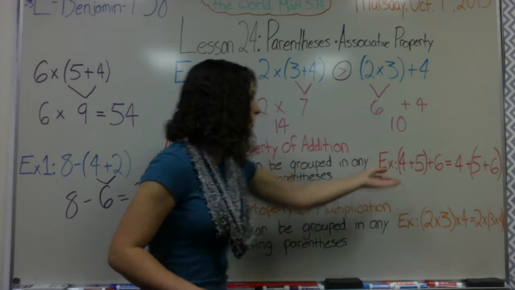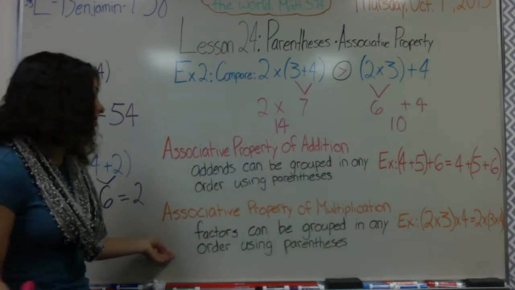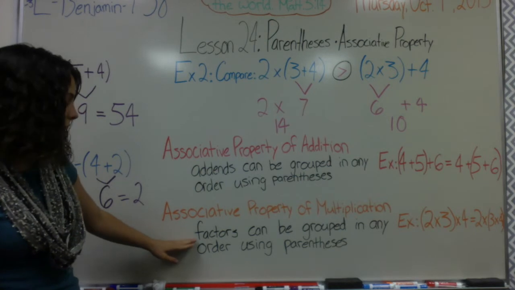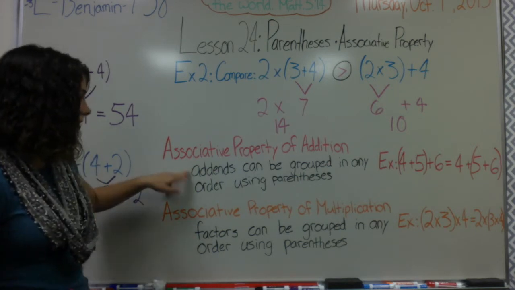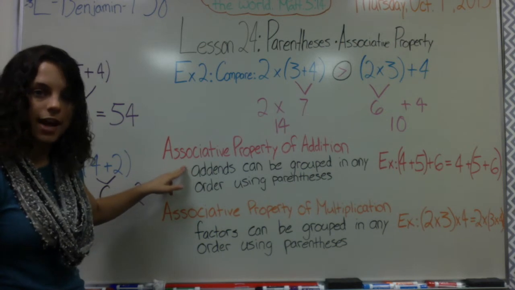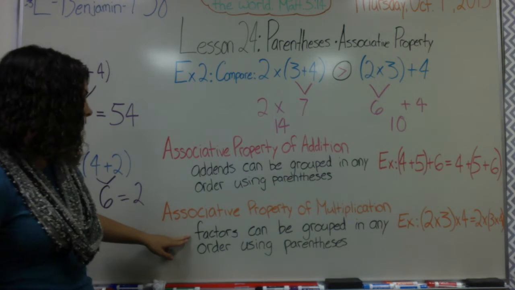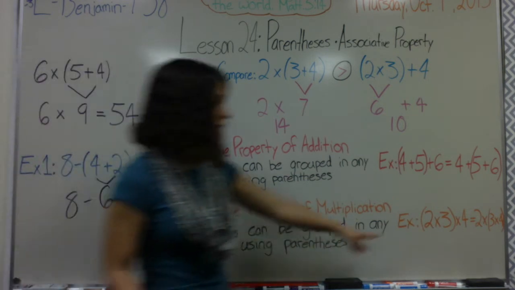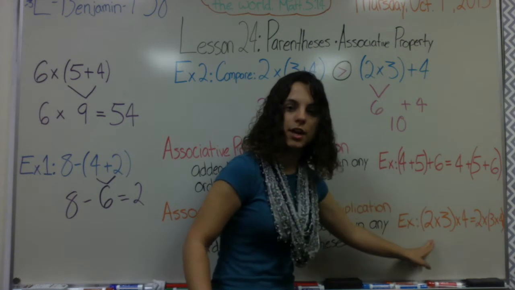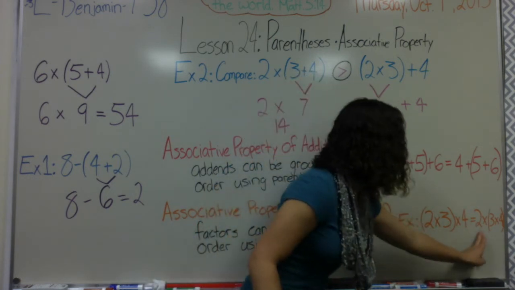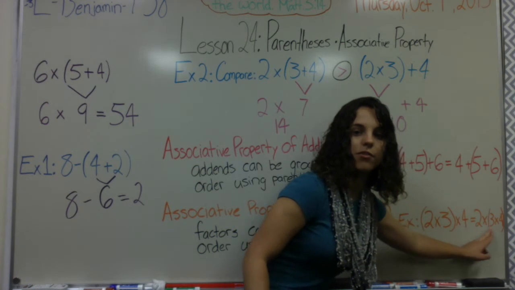There's the example. Now with multiplication, it's the exact same thing except just with multiplication. Factors can be grouped in any order using parentheses, and I'm using keywords here. Addends are numbers that are added together. Factors are numbers that are multiplied together. So here's my example for the associative property of multiplication. 2 times 3 times 4 with the parentheses around 2 and 3 is equal to 2 times 3 times 4 with the parentheses around 3 and 4.